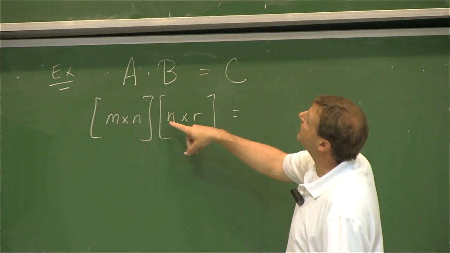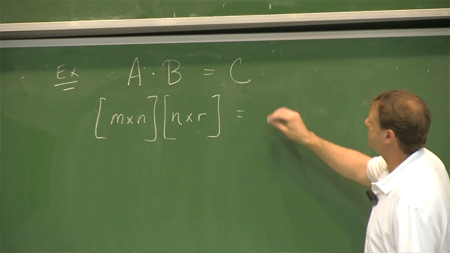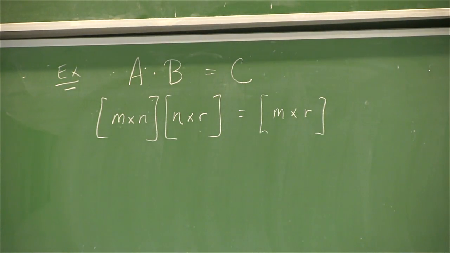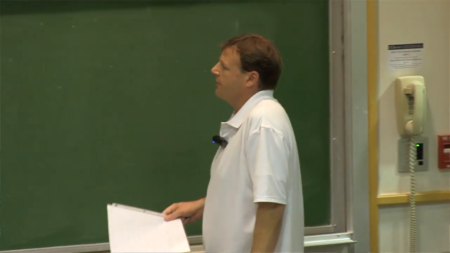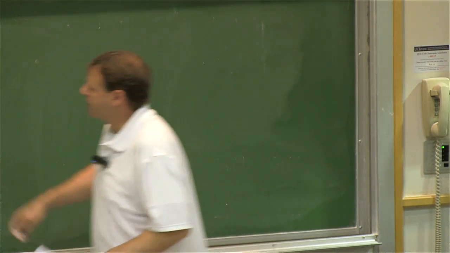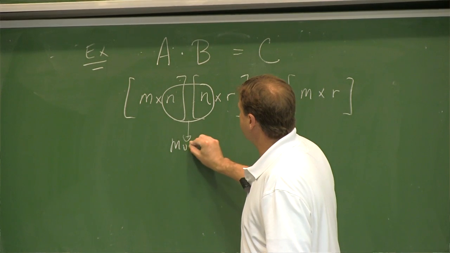Okay, and then what are we going to get as a result? We're going to get the outside numbers. So C is going to be an m by r matrix. And then it'll become more clear when we do some rectangular ones and you see the different values. So first thing here for you to glean from this is that these must match.